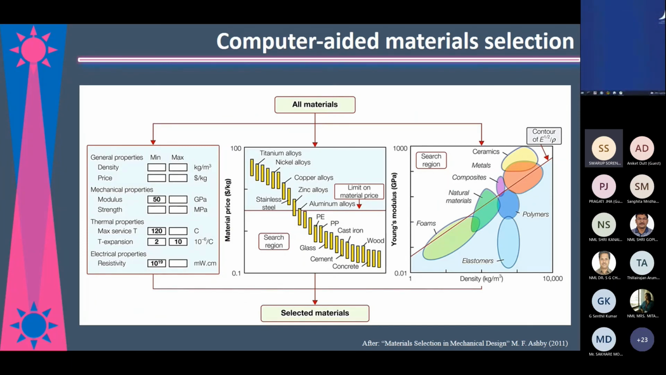And computer aided material selection, I have already talked to you on this point. Here you have to give the constraints, for example modulus, density, price, minimum and maximum temperature of application, thermal expansion coefficient. There are n number of such data points you can enter to screen the materials from the given databases. For example, in this case, if you put a modulus of 50, then all the materials which are below this limit are gone.